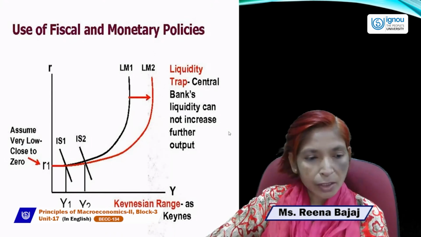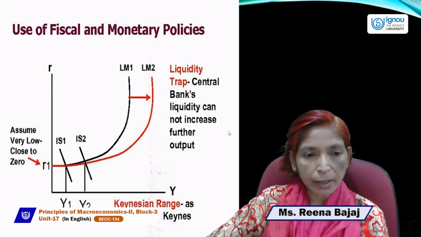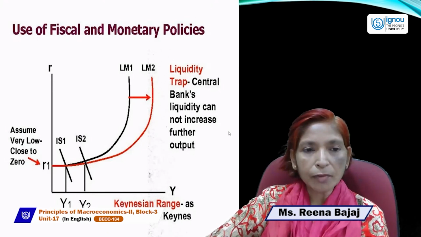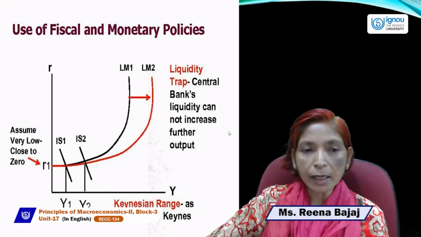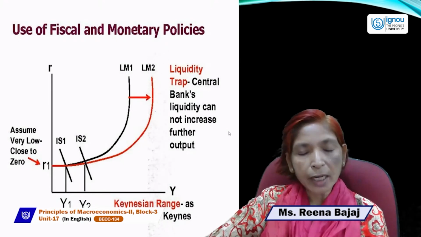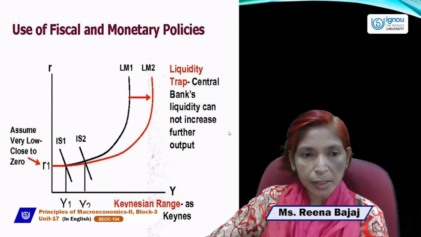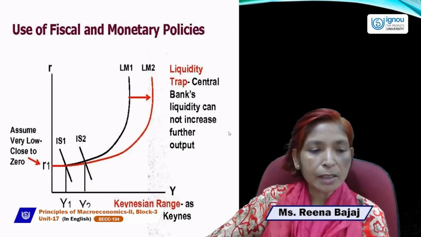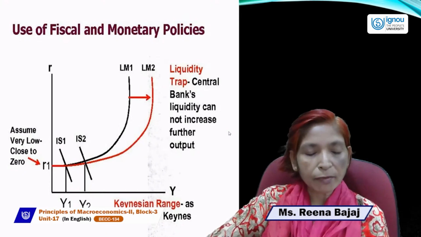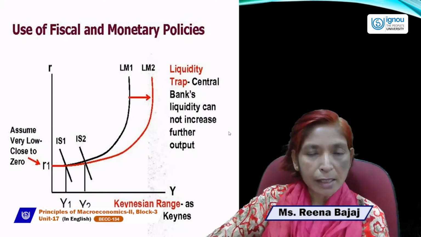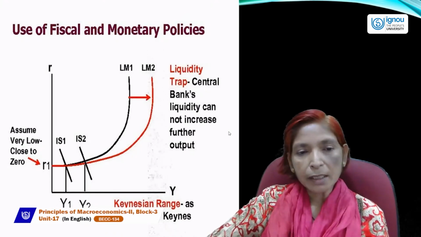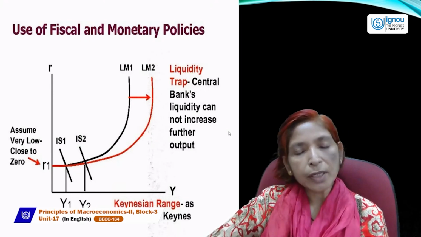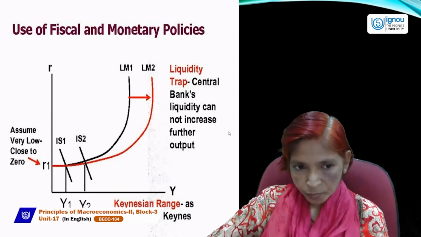First is the Keynesian range, after that the intermediate range, and at last the classical range. The first LM curve is the initial LM curve, and the other LM2 curve is the shift in the LM curve due to expansionary monetary policy, and the IS1 IS2 curve is showing the expansionary fiscal policy effect. In the Keynesian range, fiscal policy is more effective, but in the classical range, monetary policy is more effective.